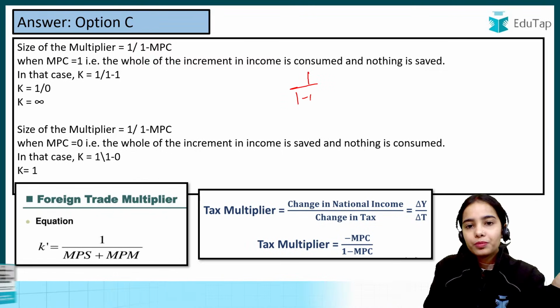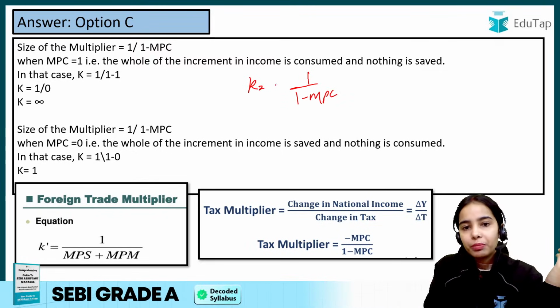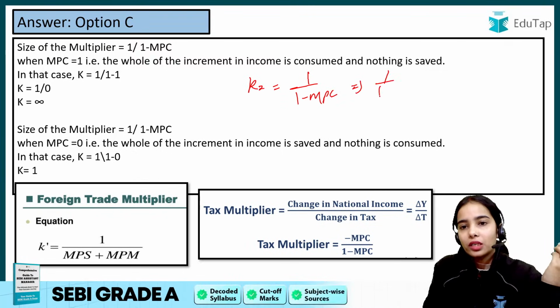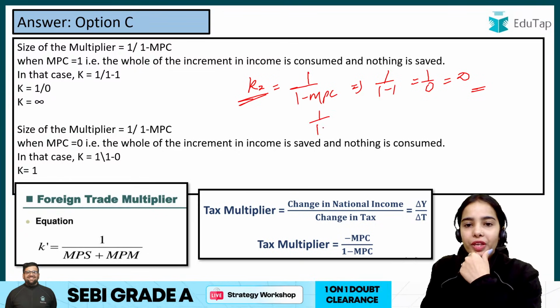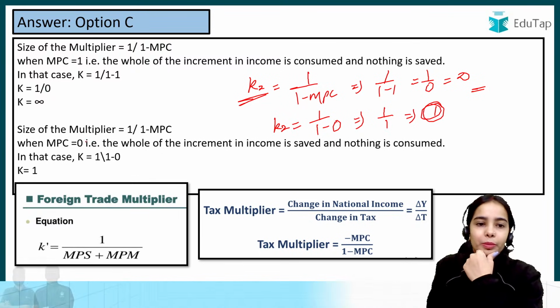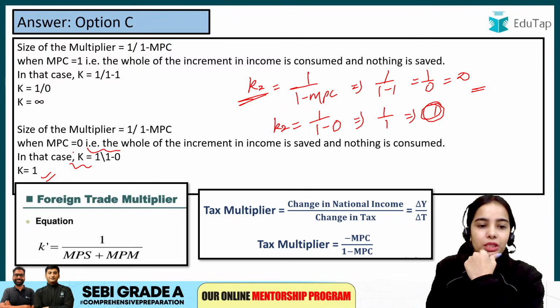In the multiplier, if the MPC is equal to 1, then it is 1 upon 0, that is infinity. The multiplier will be infinity. But if the MPC is 0, then the investment multiplier will be 1 only. Okay, so this is the idea.